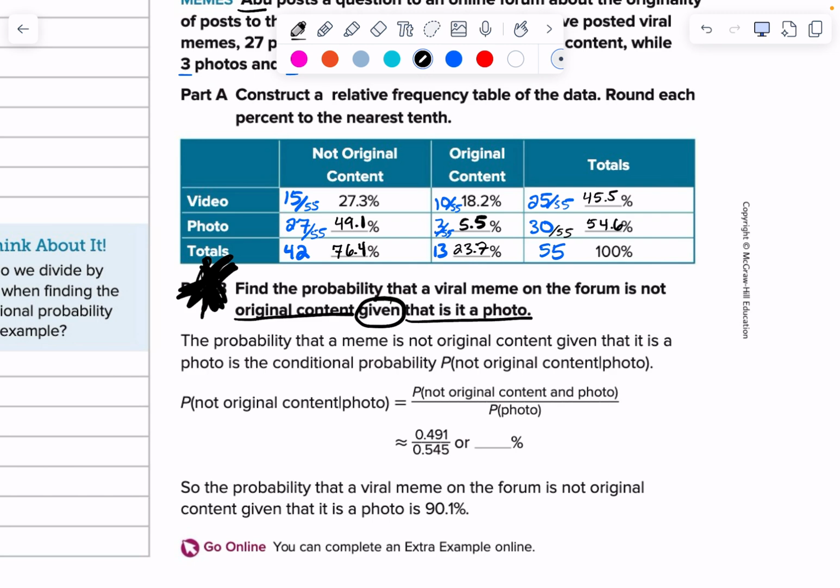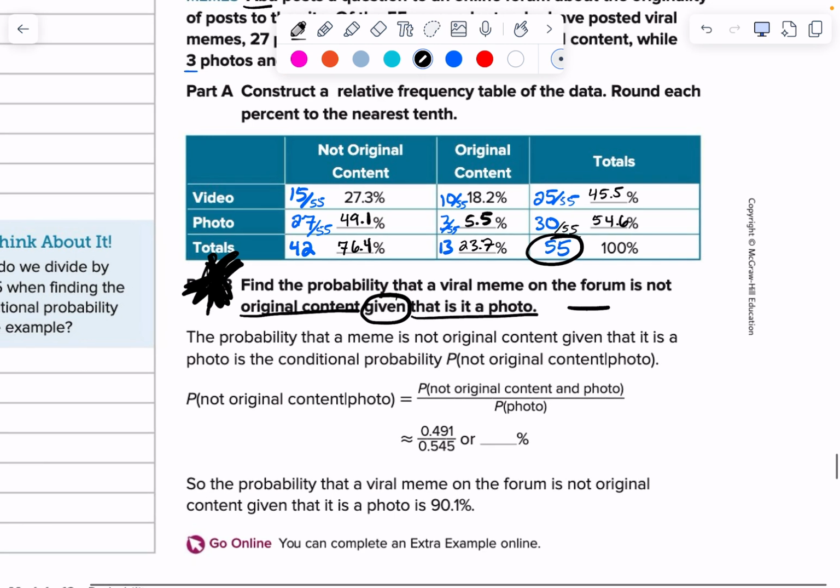Now I'm not talking about all 55 of them. I'm only talking about the photos. How many are photos? 30. So 30 is my bottom number. Of those photos, which ones were not original content? 27 is my top number. Photos, not original content, 27. Okay, 27 over 30, whatever that is.